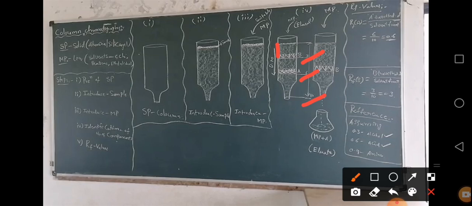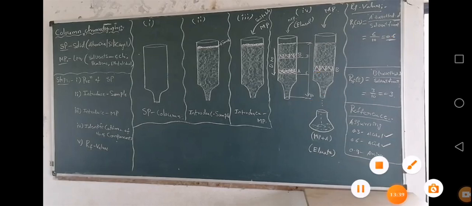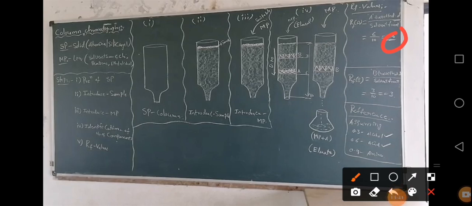Means with the help of a scale, we are going to measure the total distances, or traveling distance, of the solvent front and separated components. So according to the definition, RF of A equals A travel distance by solvent front. A travel distance is 6 and solvent front is 10. So 6 by 10 equals 0.6. This is the RF of A. Similarly, if we calculate for B, you will get B travel distance 3 divided by solvent front 10. So it is 3 by 10, you will get 0.3.